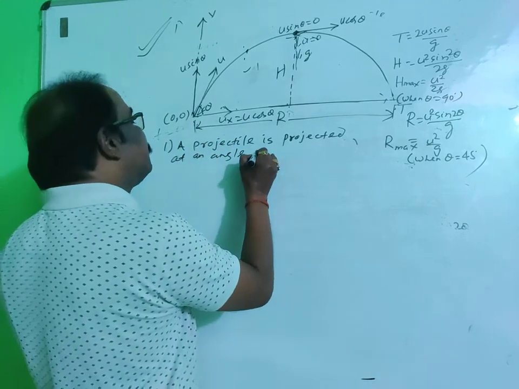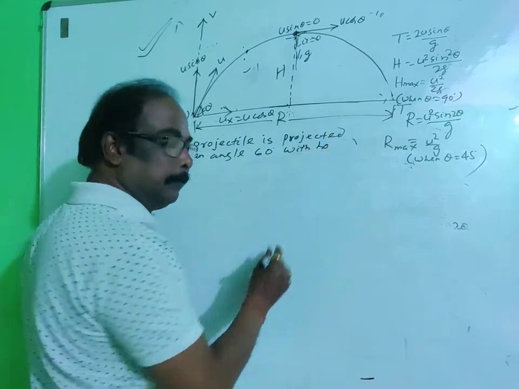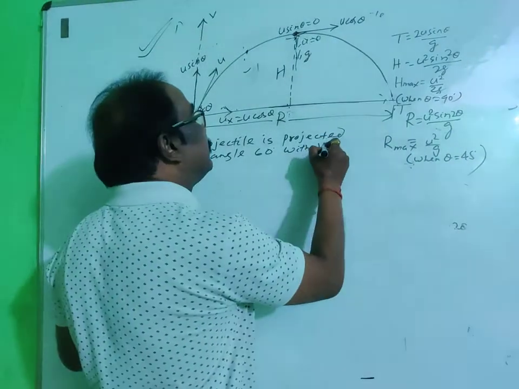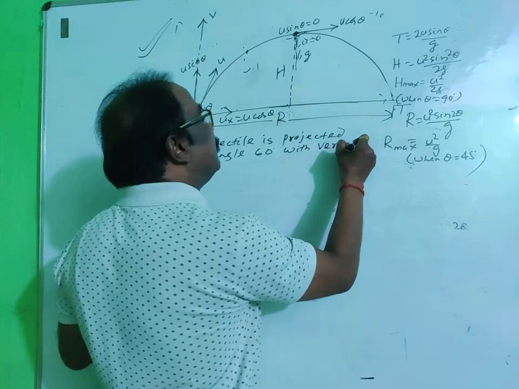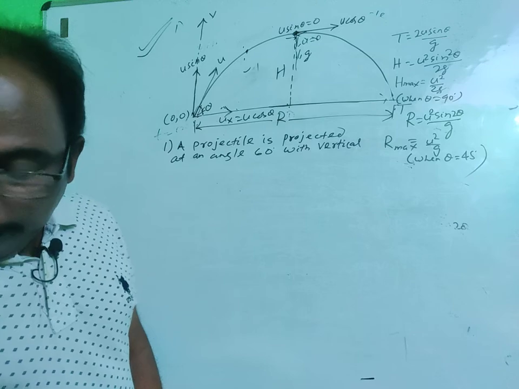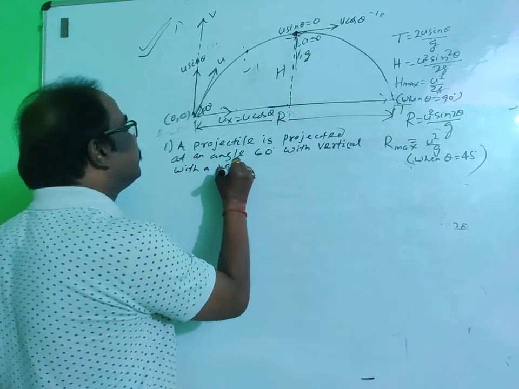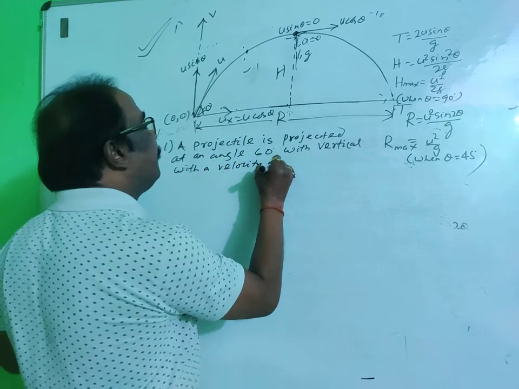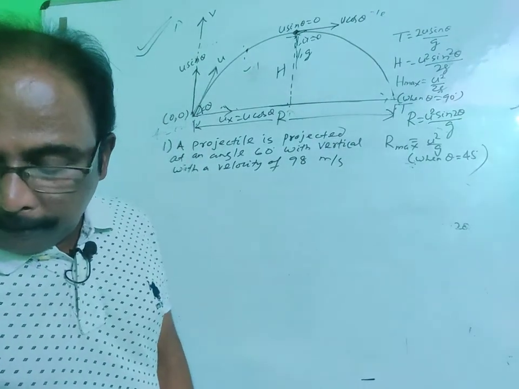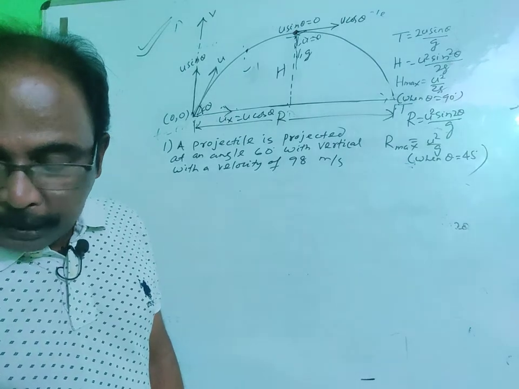At an angle 60 degree with vertical, okay, not horizontal, with vertical 60 degree with vertical, with a velocity of 98 meter per second, then find time to reach maximum height.